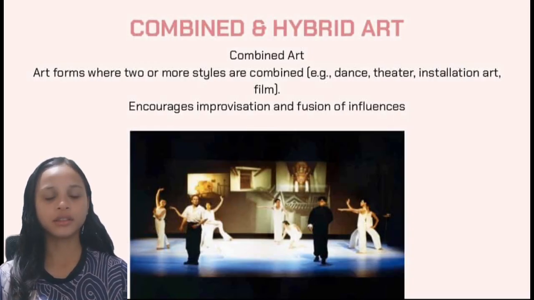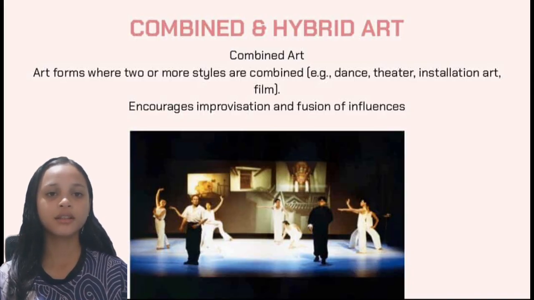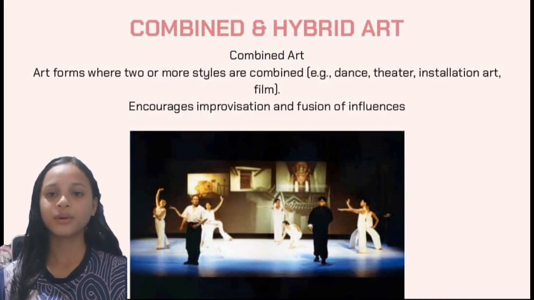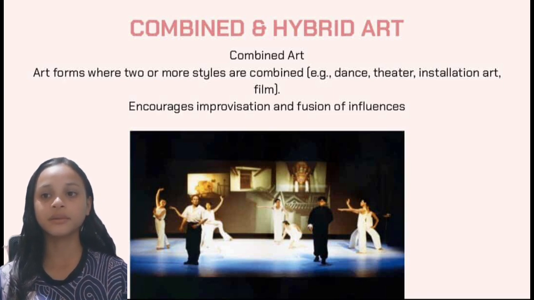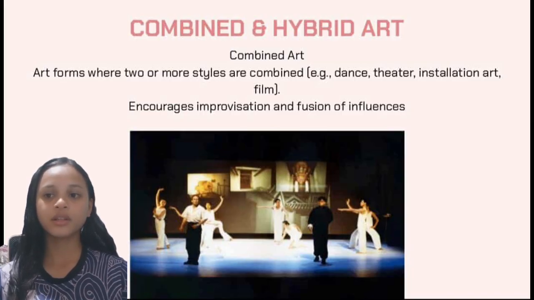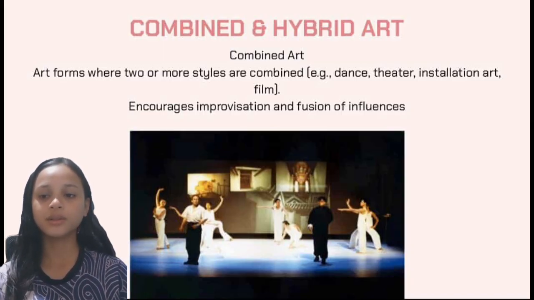Combined and hybrid art. Combined art forms are where two or more styles are combined, such as dance, theater, installation art, and film, which encourages improvisation and fusion of influences. So, combined art blends two or more traditional art forms to create a single piece like a performance. It often involves a mix of what can be seen and heard, and it exists in both space and time. Examples include theater, which combines acting, music, and scenery, and musical theater, which adds singing and dance.